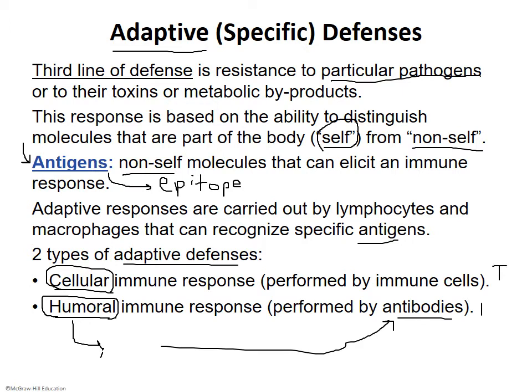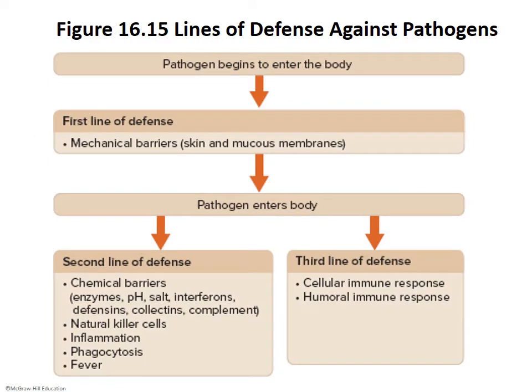Humoral immune response is going to be carried out by B cells. And that's what we're going to look at in an upcoming video. But when we look at this, I don't want you to get the idea that one of these is just working on its own. They're all working together. It's not that this third line, this adaptive immunity, only works if this doesn't work. No, everything is working at the same time, and actually they feed off of each other.